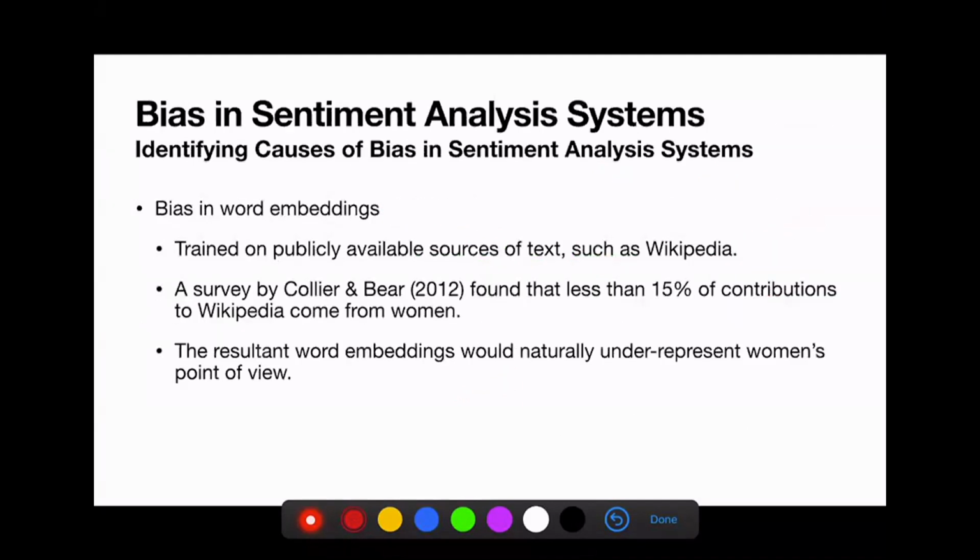Now the final topic: bias in sentiment analysis systems. We recently saw a huge Twitter debate on bias in machine learning or bias in NLP. So let's discuss it in the context of sentiment analysis. Bias can be introduced in a sentiment analysis system in many forms. For example, bias in word embeddings. If you train word embeddings on Wikipedia, a recent study found that less than 15% of contributions to Wikipedia come from women.